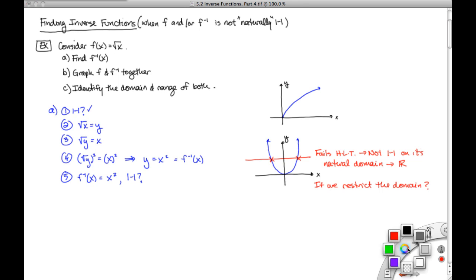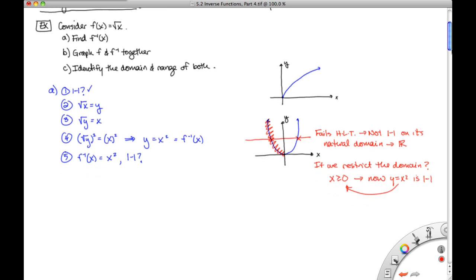Well, what I might suggest here is that let's go ahead and just conveniently ignore that negative side of our parabola. And if we restrict the domain, we could restrict it to just x is greater than or equal to 0. Well, now it's 1 to 1. So now y equals x squared is 1 to 1 if we only consider those x values. So that's what's going to help us here.